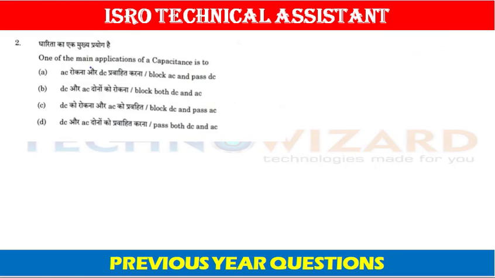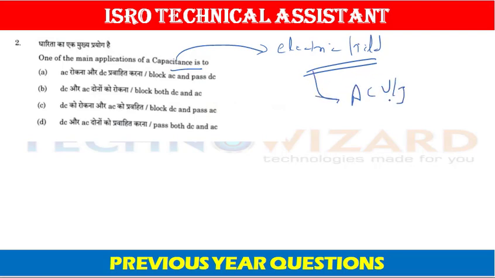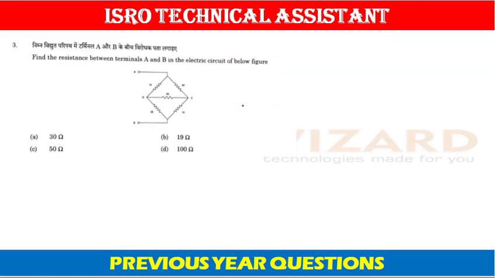Next, one of the main applications of capacitance: first of all, a capacitor stores energy in the form of an electric field. This we all know. And secondly, it operates only on AC voltages. Therefore, a capacitor blocks DC and passes AC. Option C is the correct answer. Next question.